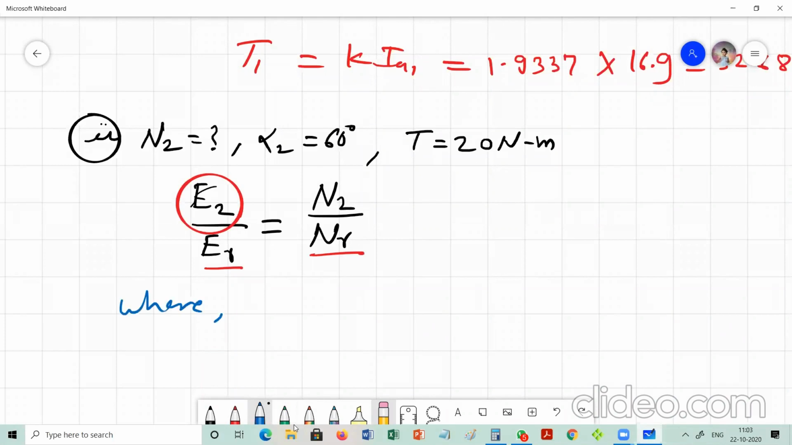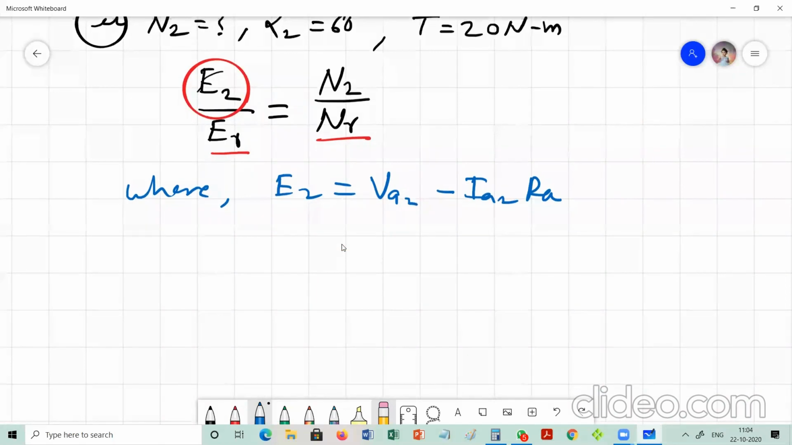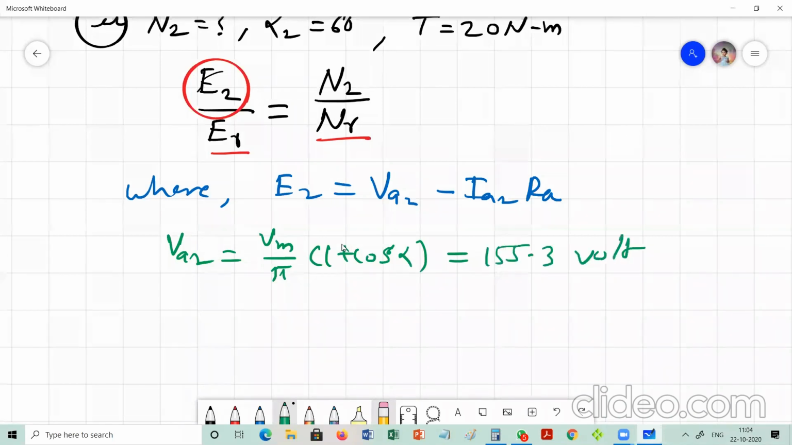where E2 is equal to, we can use this formula, VA2 minus IA2 RA. VA2 we have already calculated. Because the firing angle is the same, VA2 will be equal to the same formula, Vm by pi into 1 plus cos alpha. Again here alpha is the same, equal to 60 degrees. So VA2 is equal to VA1, which is 155.3 volts. So VA2 is known. We have to calculate IA2.